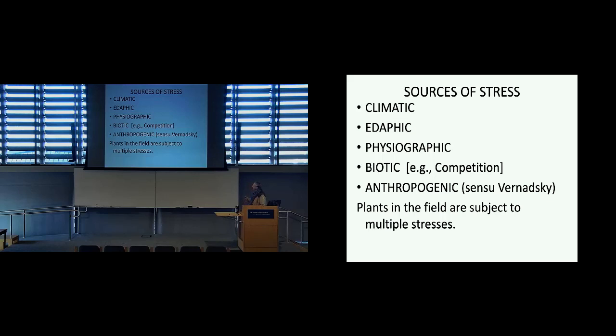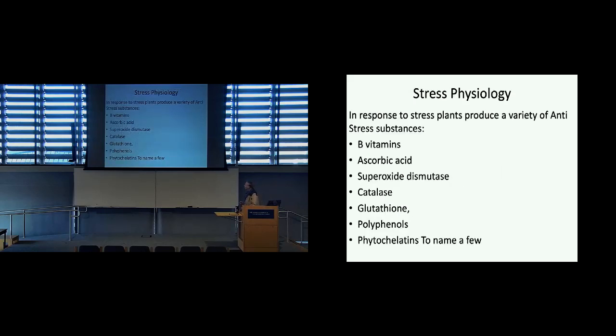So the sources of stress are climatic, which we talked about, edaphic, the soils, the physiography and topography, and the biotic, primarily competition, and then anthropogenic, sensu Vernadsky, but also sensu 21st century, where people are migrating en masse to the cities. Because of these factors, plants in the field are subject to multiple stresses, and they respond with stress physiology by producing more B vitamins, ascorbic acid, superoxide dismutase, catalase, phytochemicals and polyphenols, and many other compounds.